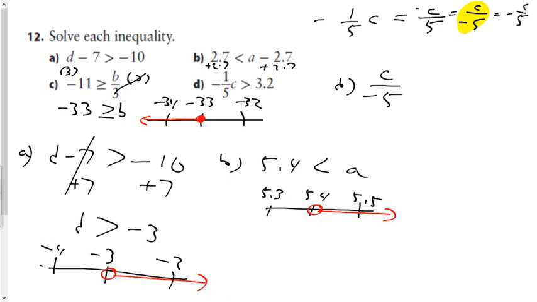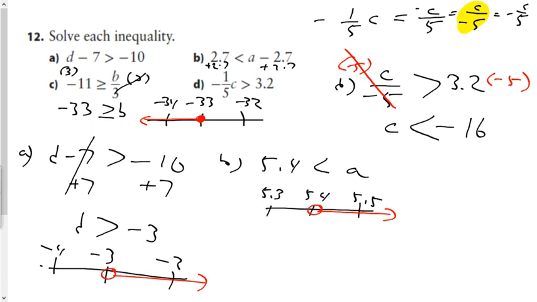That is C over -5 is greater than 3.2. Now there's a reason for that. Because to isolate C, I'm going to multiply both sides by -5. And when I multiply or divide by a negative number, Dawson, what should you do? Yes, you should. You get C and you flip your sign, -16. So all values less than -16 on the number line. Open boundary, because it doesn't include it, and any value less than that will work.